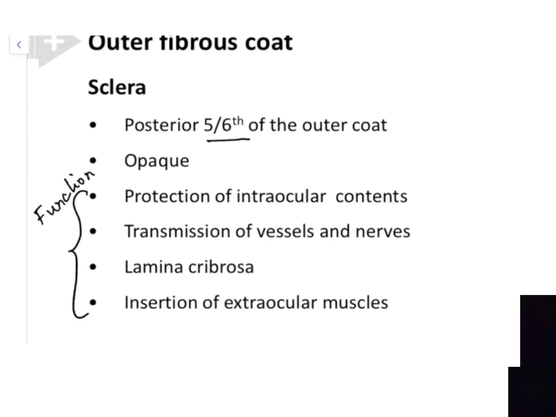See, it protects all the intraocular contents. It gives insertion to our extraocular muscles. So the eye muscles are inserted into the sclera so that you can move your eye from side to side. So that is very, very important. And also it allows the transmission of the blood vessels and nerves.